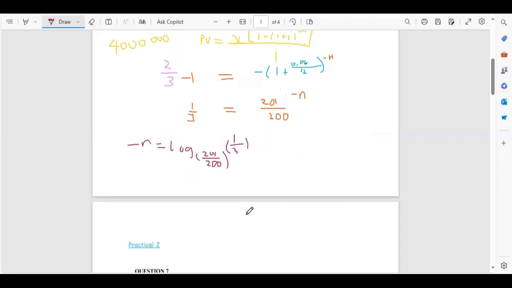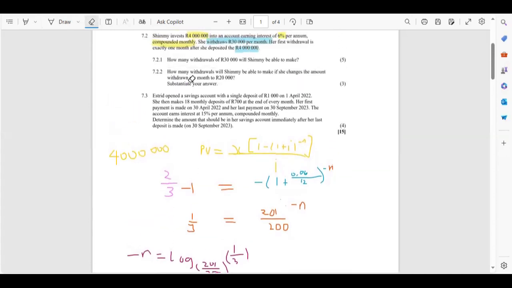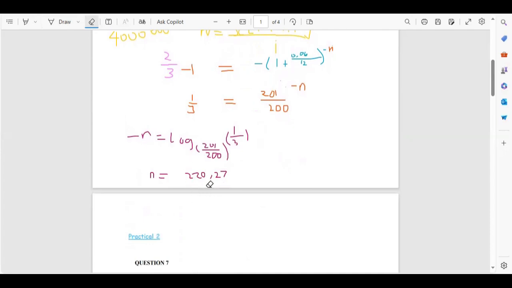Right. Now, punching this into your calculator, your negative n would be equals to negative 220.27. Now, because both sides are negatives, these negatives can cancel out one another. As a result, both sides will be positive, right? Now, your n, in this case, will be 220.27. And how many withdrawals would she be able to make? Now, you can just round this off and say she would be able to make 220 withdrawals.